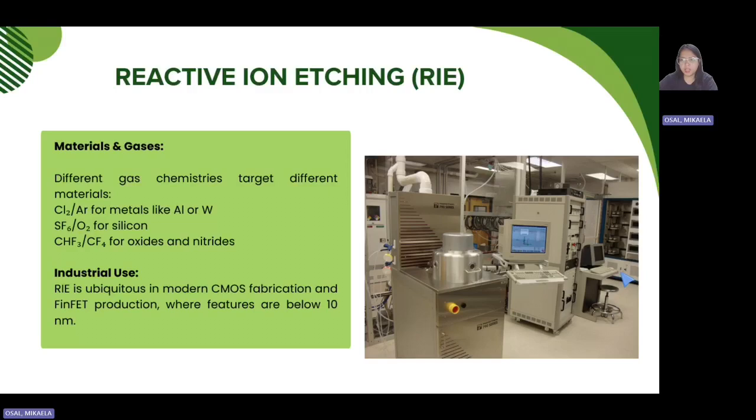So in an RIE system, the wafer is placed on an electrode and a reactive gas like CF4 is introduced and ionized. The ions strike the wafer surface vertically, enhancing directionality and reducing undercutting. RIE is widely used in defining transistor gates, contacts, and vias. Its versatility and balance between speed and control make it a staple in most semiconductor fabs.